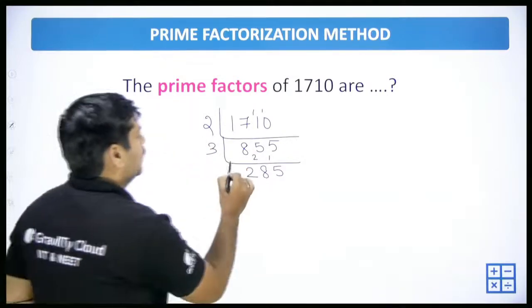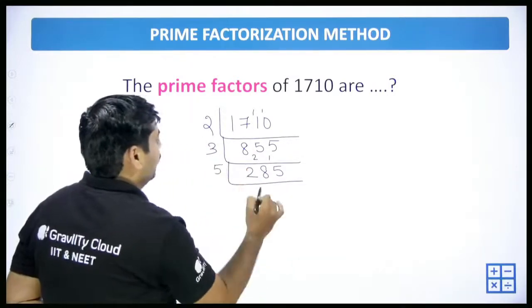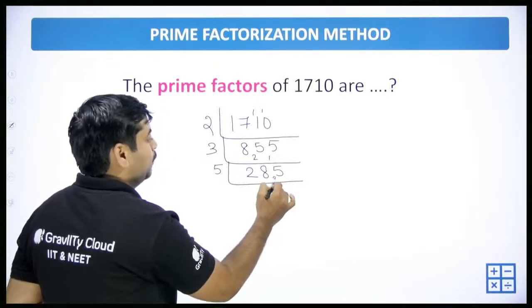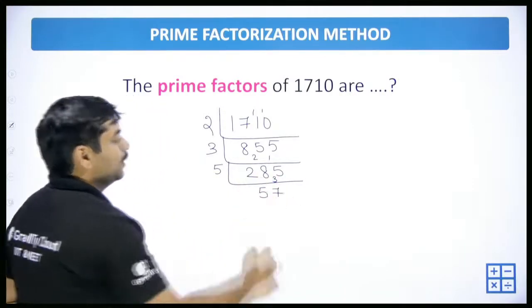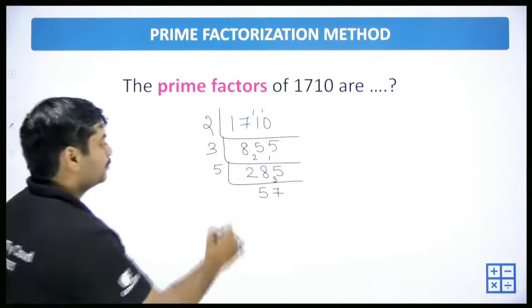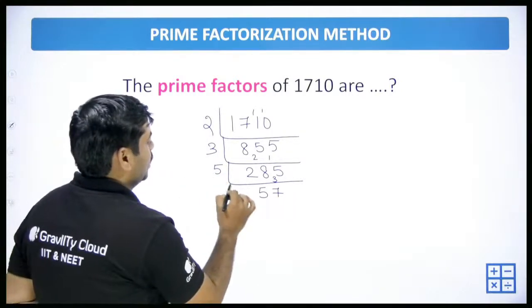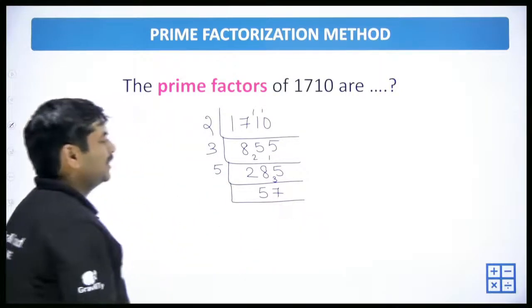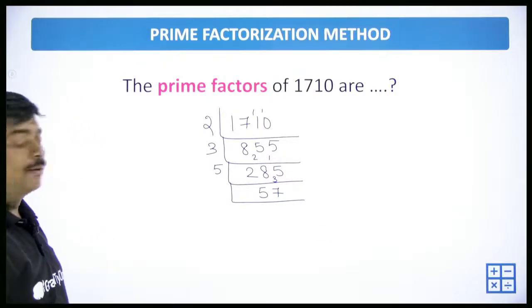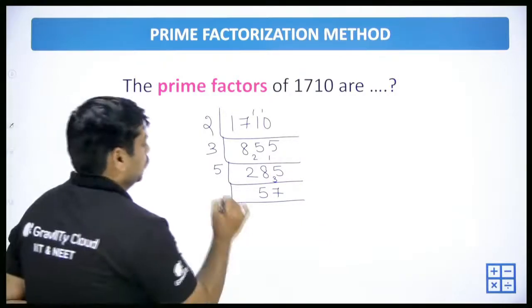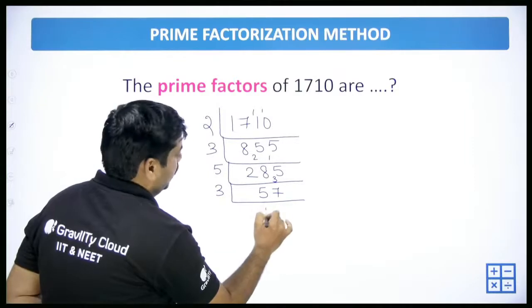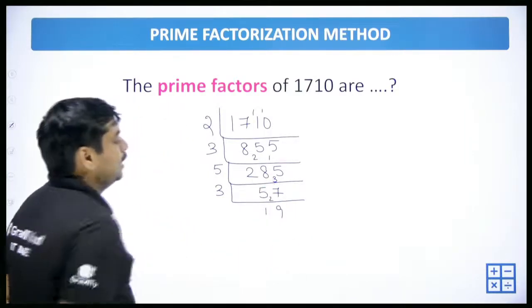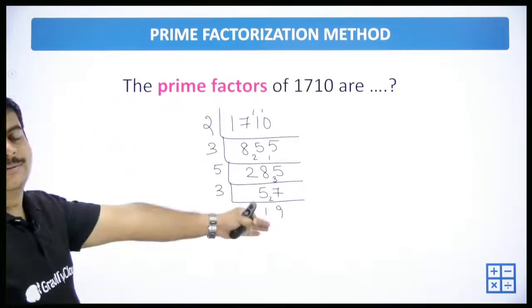285, let's try to divide with 5. 5 5s are 25, we are left with 3, 5 7s are 35. So 57, I think we can again come up with 3. 3 1s are 3 and 3 9s are 27, so 3 19s. 19 is a prime number.